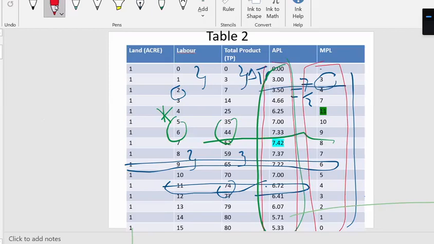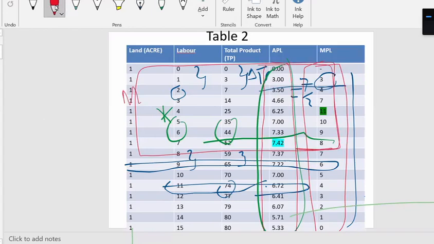For example, here is 3. Here is 3.5. The marginal product is 4. So from here, marginal product is greater than average product. From here to here, marginal product is greater than average what? Ngoja kwanza. From here to here, marginal product is greater than average what?